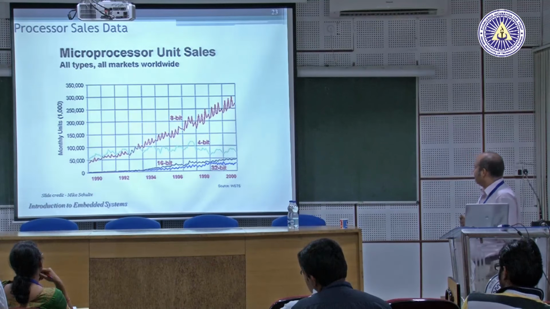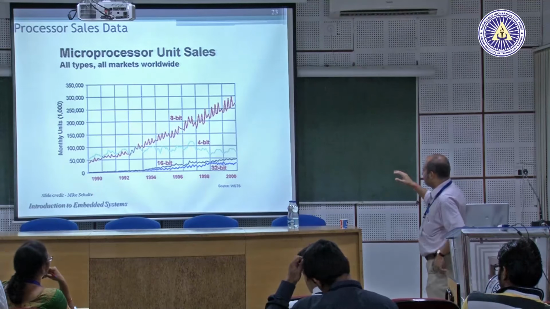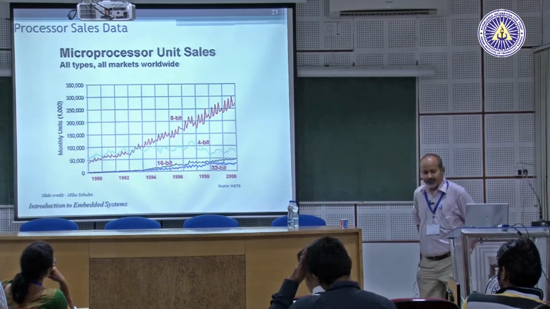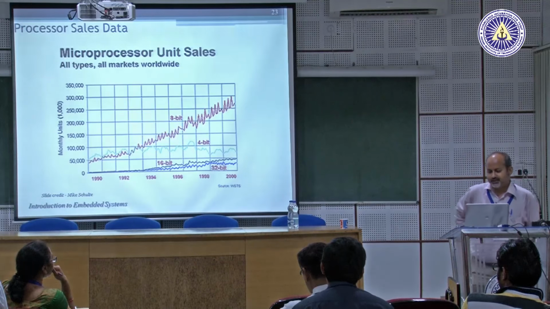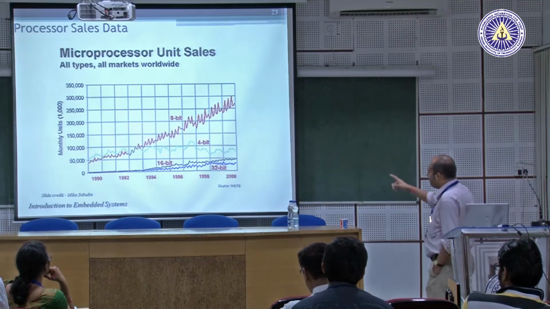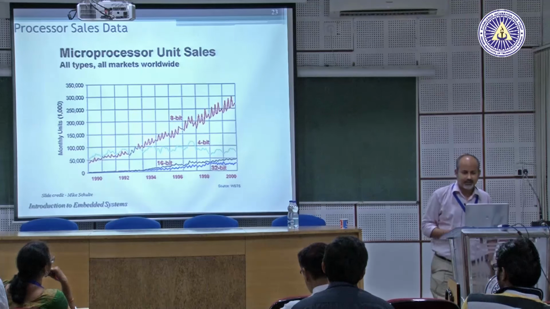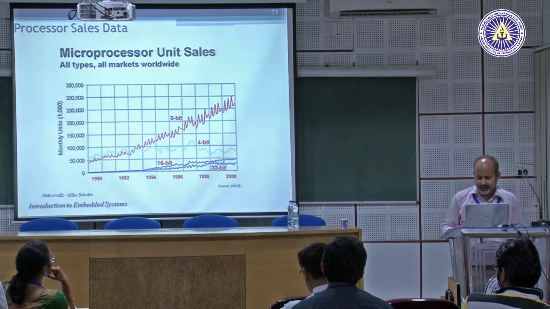So you see that all the different processors except 4-bit microprocessors are actually on the rise, but the biggest rise was in 8-bit microcontrollers, right? So this is a different time.